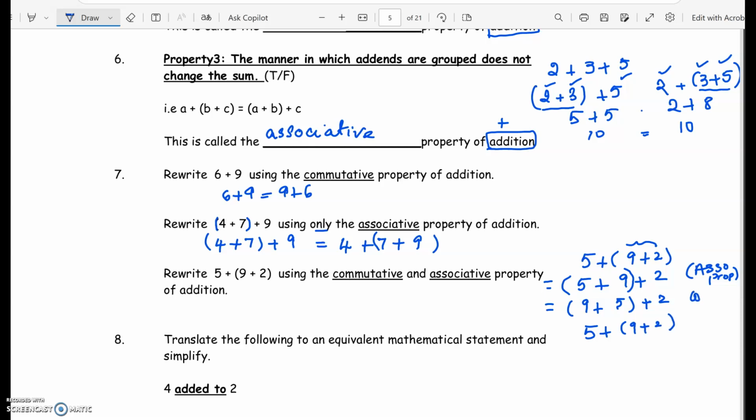So this would be... so switching would mean using the commutative property.